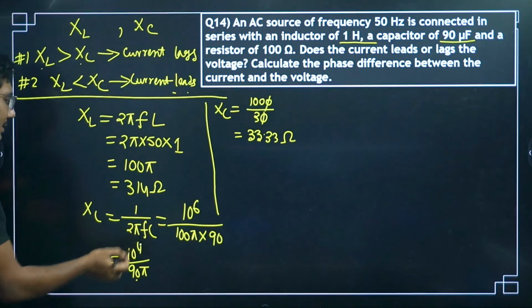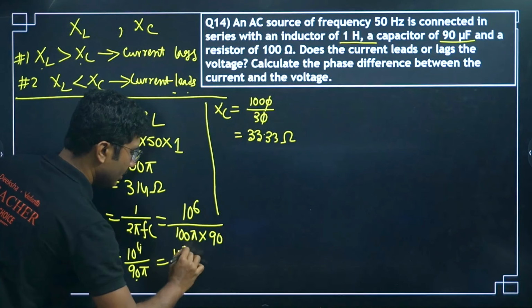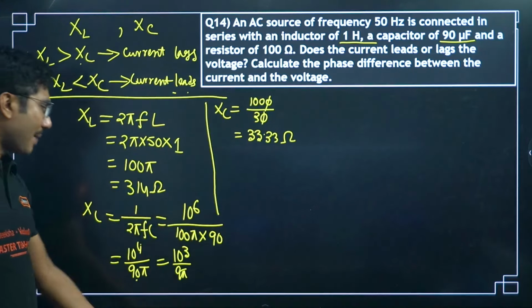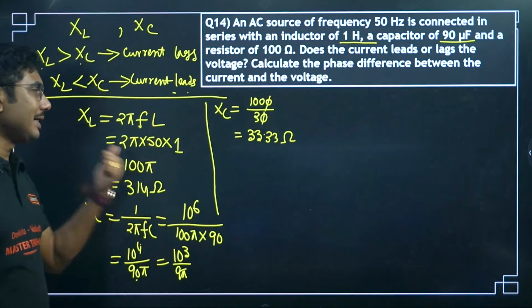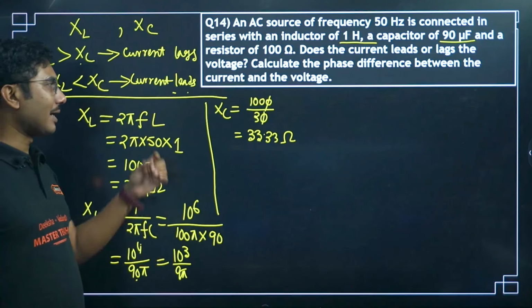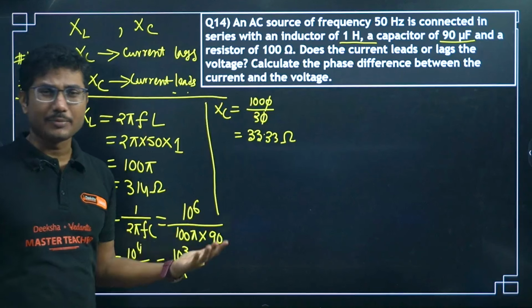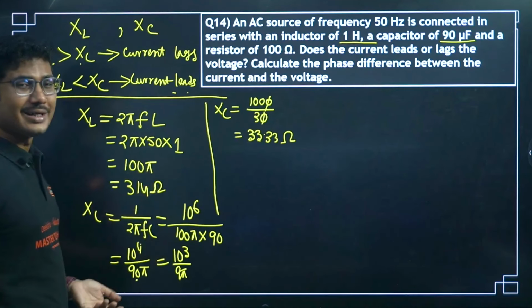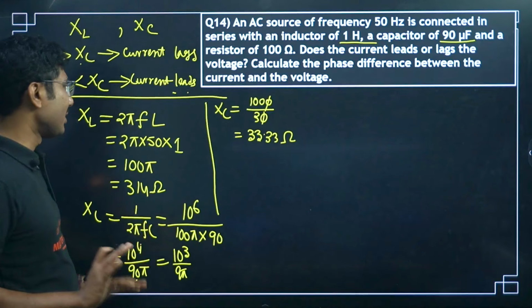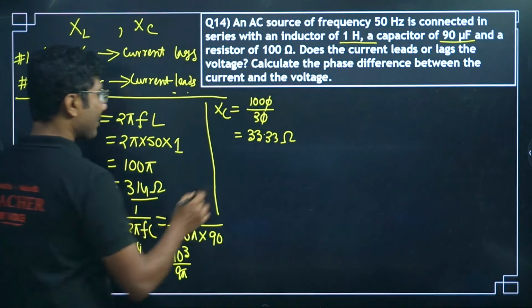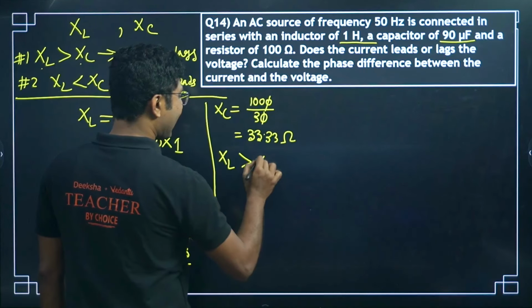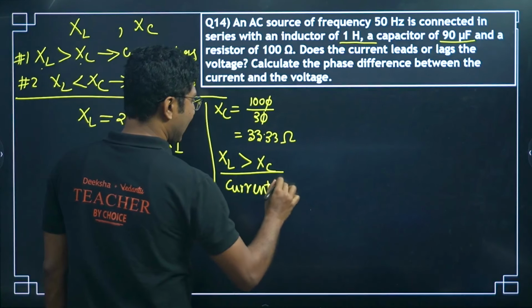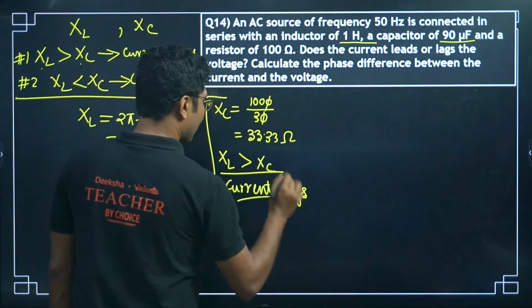One of the zeros will cancel. So, you get this as 10 to the power of 3 divided by 9 pi. So, 10 to the power of 3, 1000. I approximated 9 pi to be 30, which is not an accurate calculation. It will be 28, around 28 point something. So, if you do the exact calculation, it will be slightly more than 33, obviously, around 35. But the major thing that we have understood is that XL is greater than XC. So, current definitely lags.